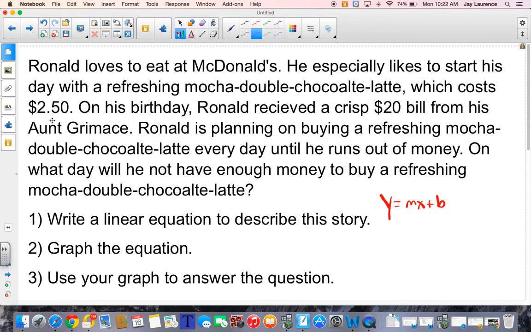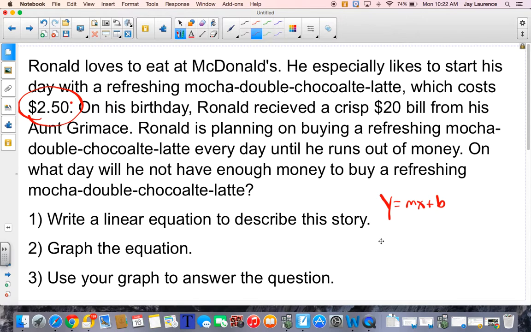This would be $2.50 per mocha double chocolate latte, right? Wouldn't it be? Like if he bought one for himself and then bought one for his friend, it would be $5, right? $5 for 2, or $2.50 for 1, $7.50 for 3. This is your slope right here. Yeah, this is your slope.